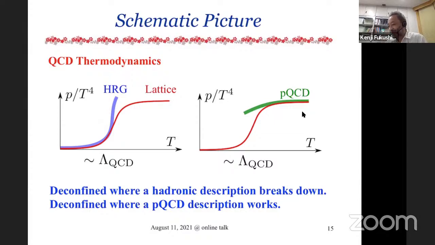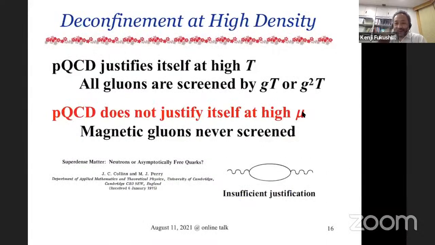This is actually very important to understand the high density behavior of QCD matter. Well, now let me come to the more interesting points. That is the deconfinement at high density.